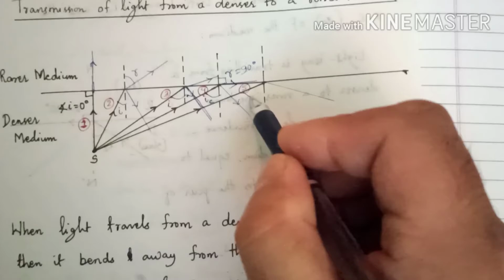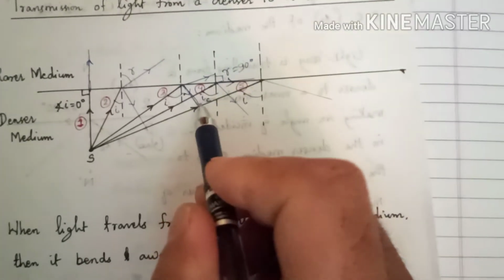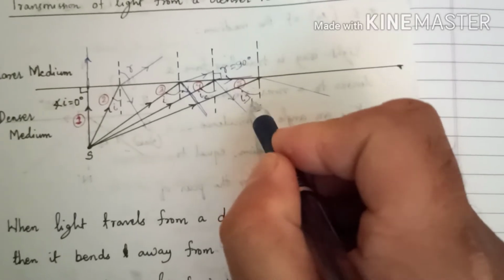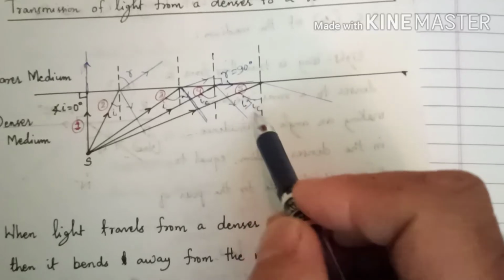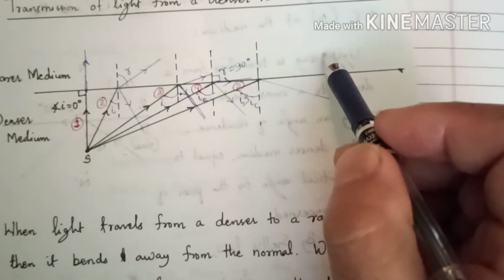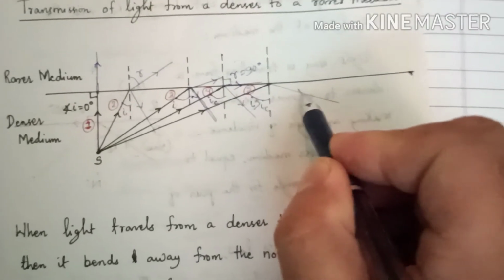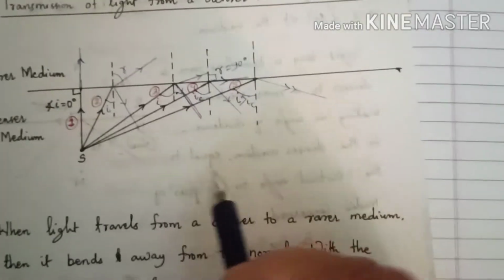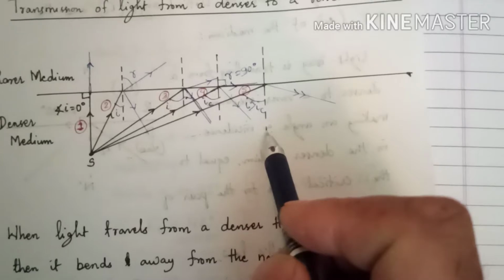If you take another ray of light, here the angle of incidence is obviously more than the critical angle. If the angle of incidence in the denser medium is greater than the critical angle, then the light is not refracted in the rarer medium, but the entire amount of light is reflected back in the same denser medium. It is called total internal reflection.